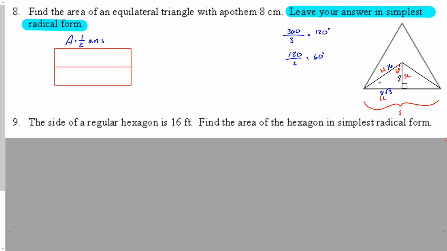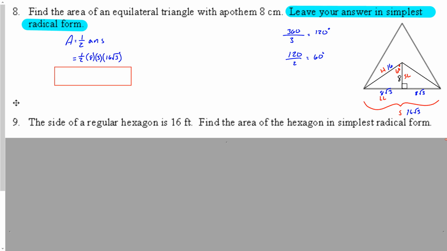Now again, keep in mind that this apothem is the perpendicular bisector of the base as well as the angle bisector for that vertex angle. So we would have 8 square root of 3 as well for the other long leg in the other right triangle. If we combine those two things, we can say that our side length is 16 square root of 3. And that's how, in this particular problem, you'd come up with all the missing information for your formula.